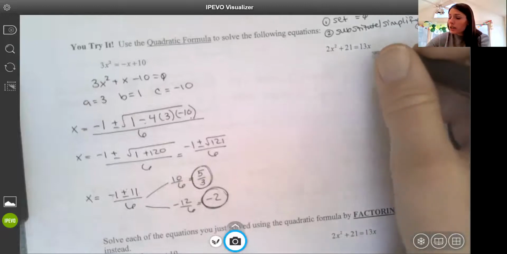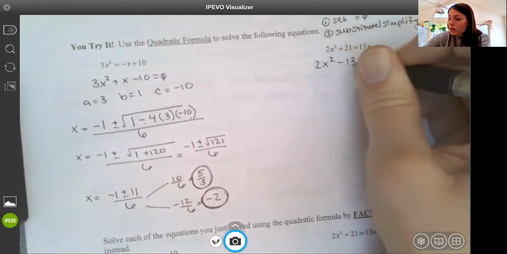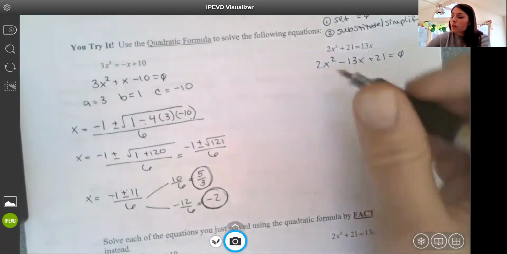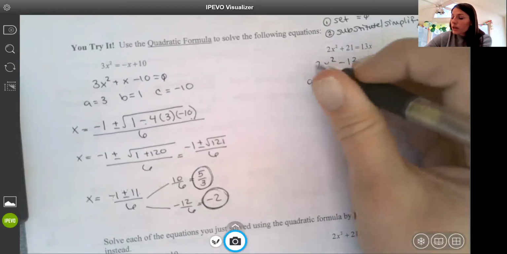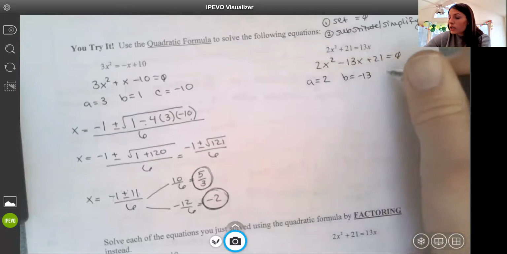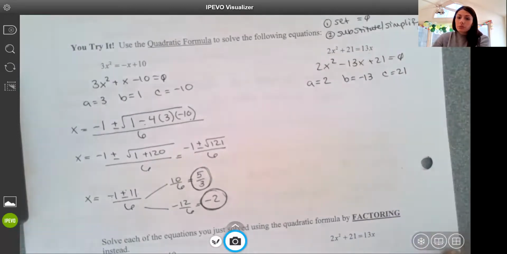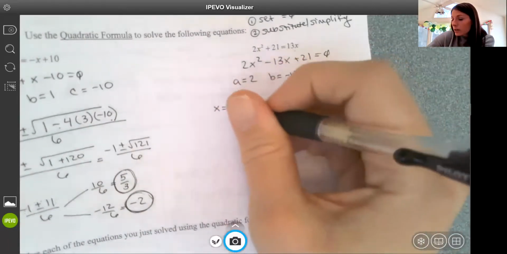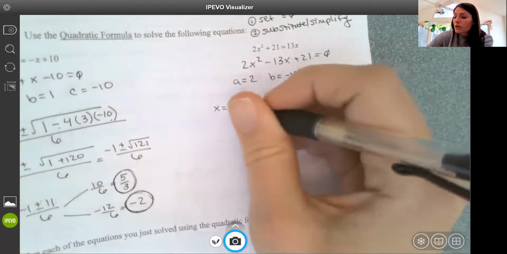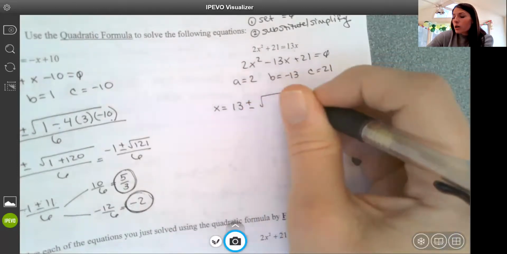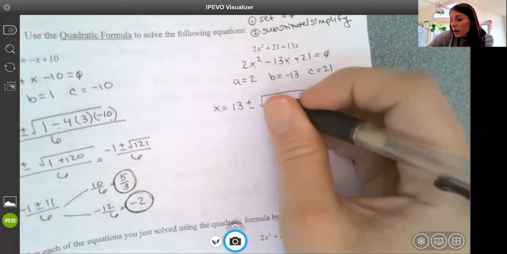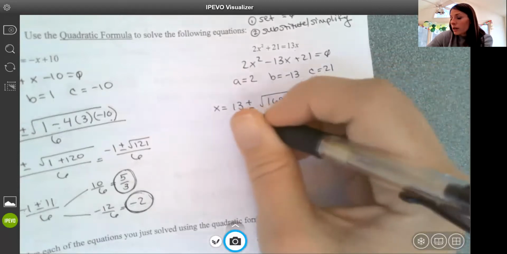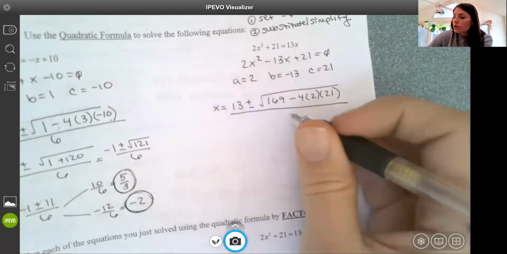Same on this other one, getting this set equal to 0, make sure you write it in standard form. So when I subtract 13x over, it's got to go in the middle. So I have the right a, b, and c value. A is 2, b is negative 13, and c is positive 21. Okay, plugging that into my quadratic formula, x equals negative b, so negative 13 is going to be positive 13, plus or minus b squared gives me a positive 169 minus 4ac all over 2a, and 2a here would be 4.